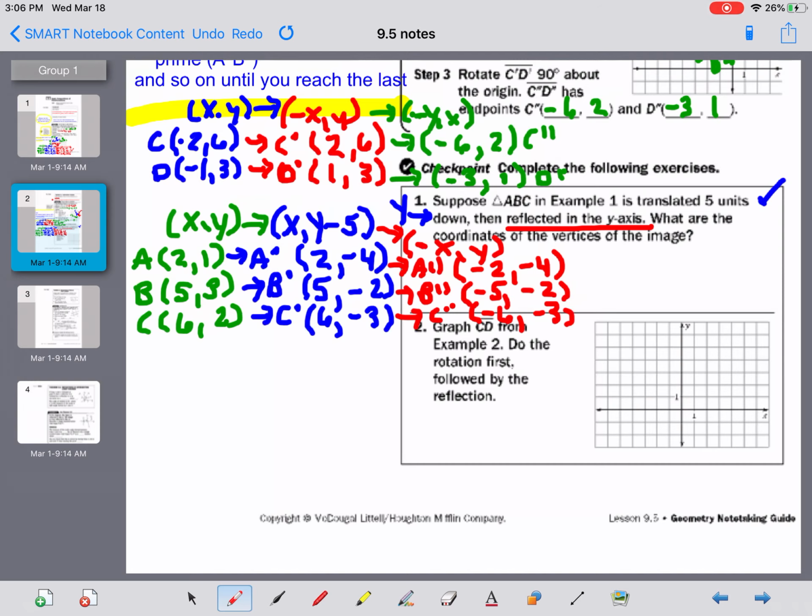All right, now for example 2 here. It says graph the segment CD from up above in example 2 and do the rotation first followed by the reflection. So the question is, does it change things if you do them in a different order? So let's start with C and D from before. C was at negative 2, 6, and D was at negative 1, 3. Go ahead and graph those on your graph.